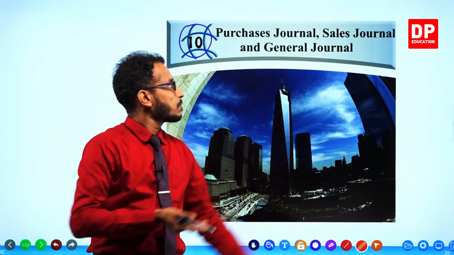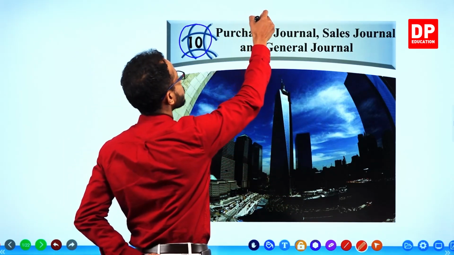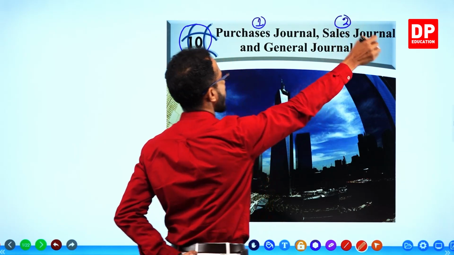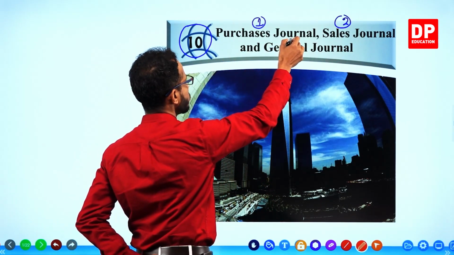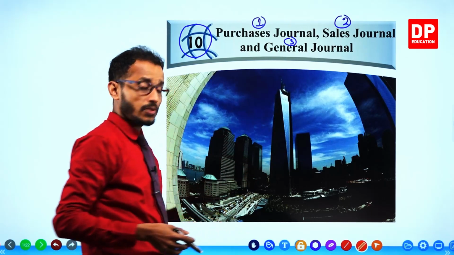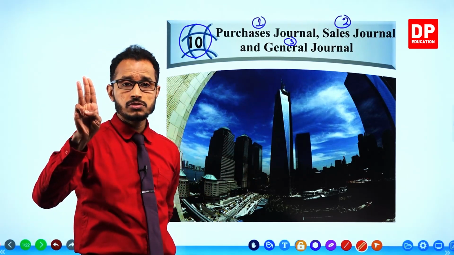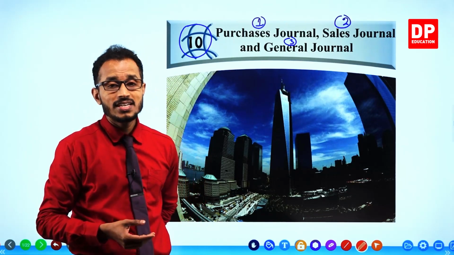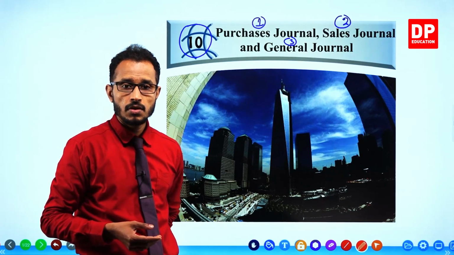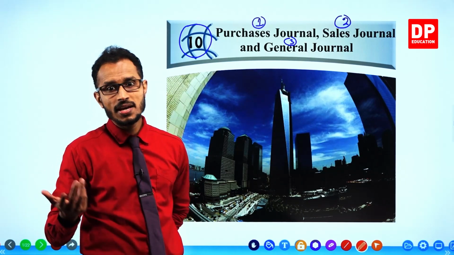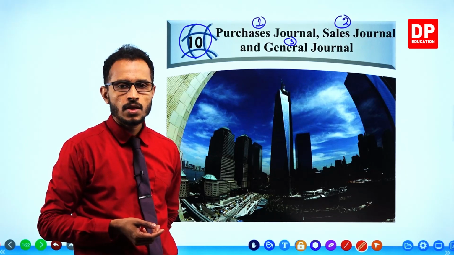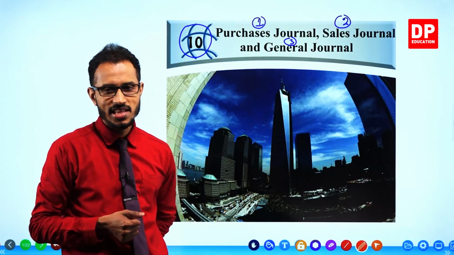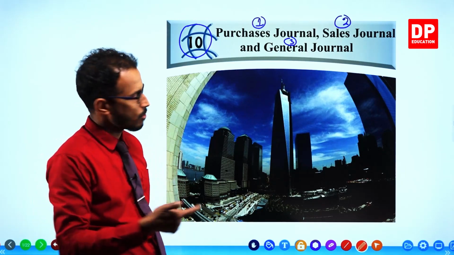Purchases Journal, Sales Journal, and General Journal. Three prime books, prime entry books, or in some places they are called subsidiary books, or in some other places they are also known as books of original entry. These are the books.